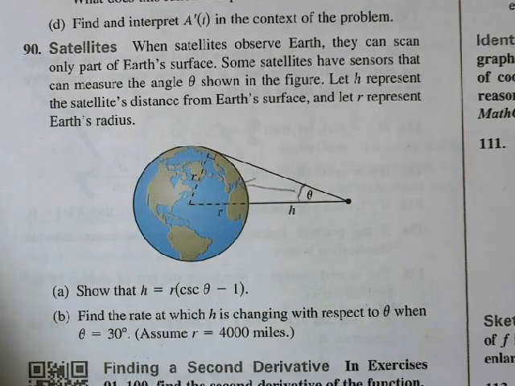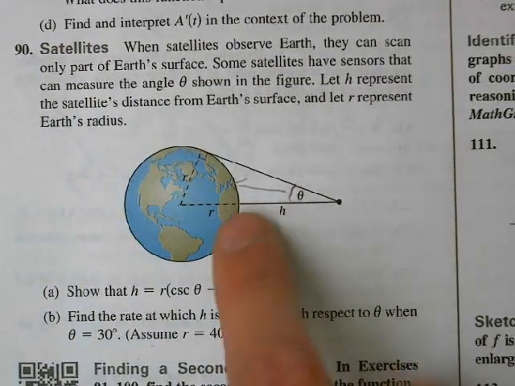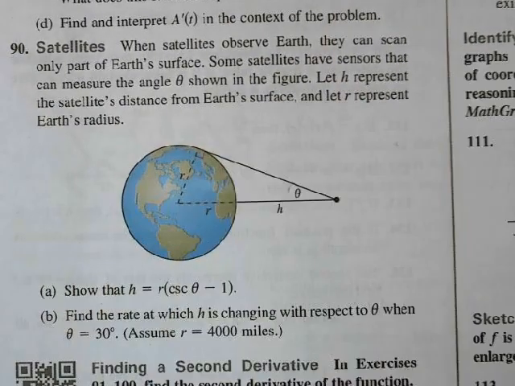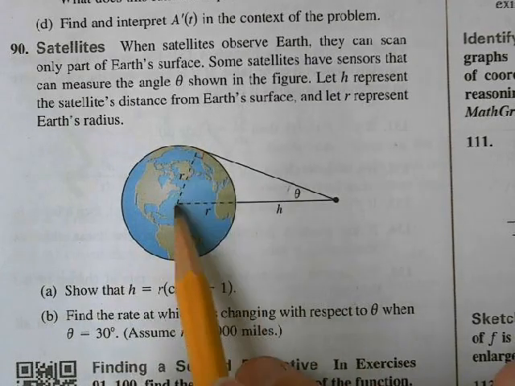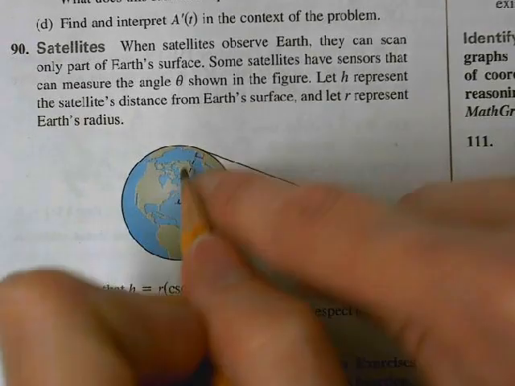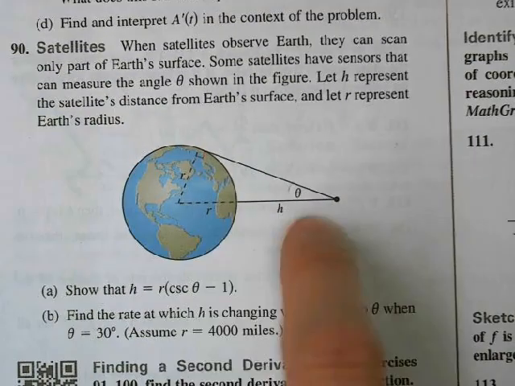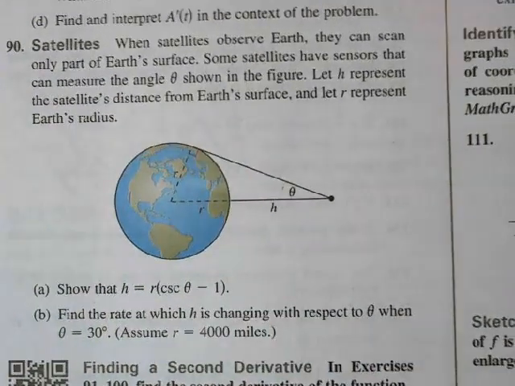Hypotenuse, yeah. So what kind of setup would you do for number 90? Would you use sine or cosine or tangent? Yeah, sine, because you have opposite and hypotenuse. So it is kind of weird because you have letter R's and H's and stuff, but you can set it up.